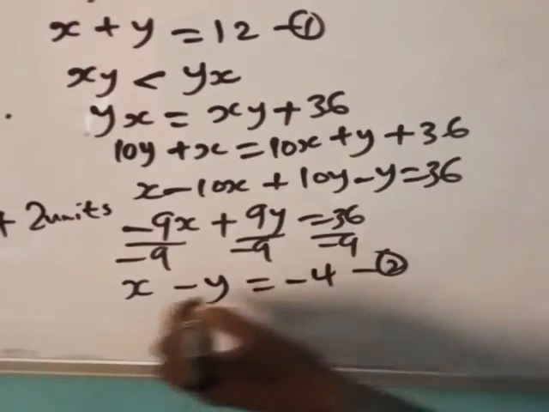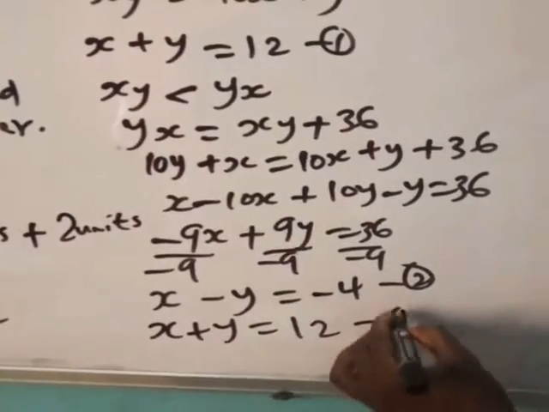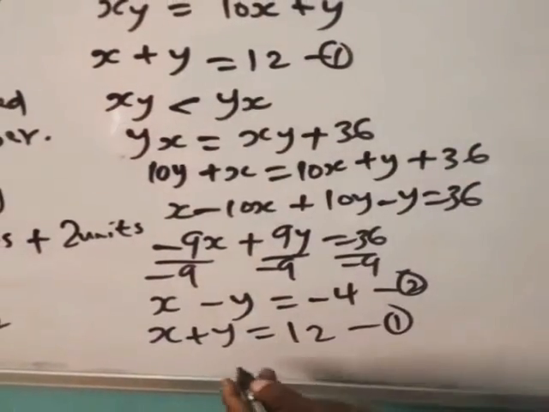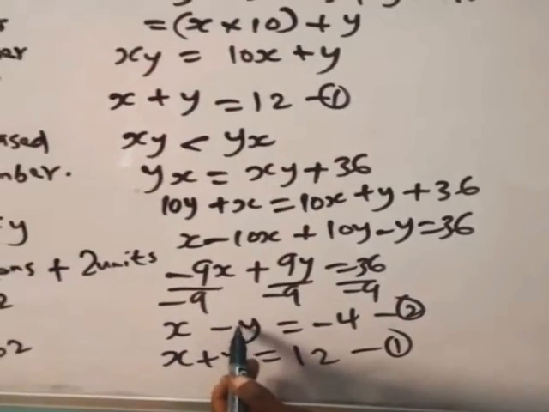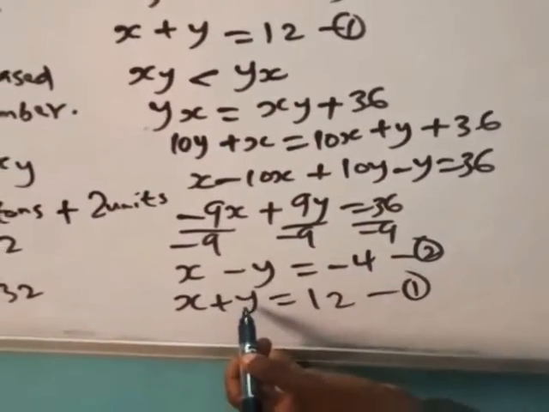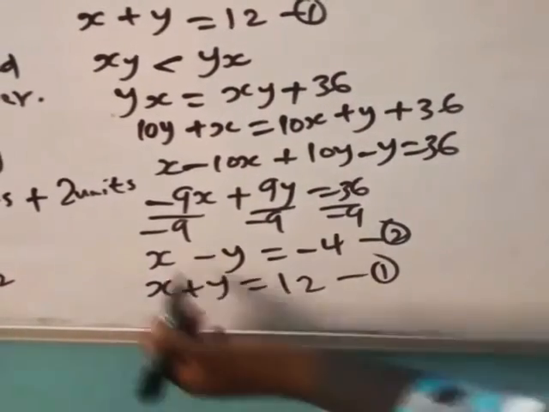Equation 2. Bring equation 1: x plus y is 12. This is equation 1. By the elimination method it is always easier. The coefficient of y is minus 1 and 1. When you add, you eliminate y. But when you subtract, you eliminate x because it's also 1, 1.